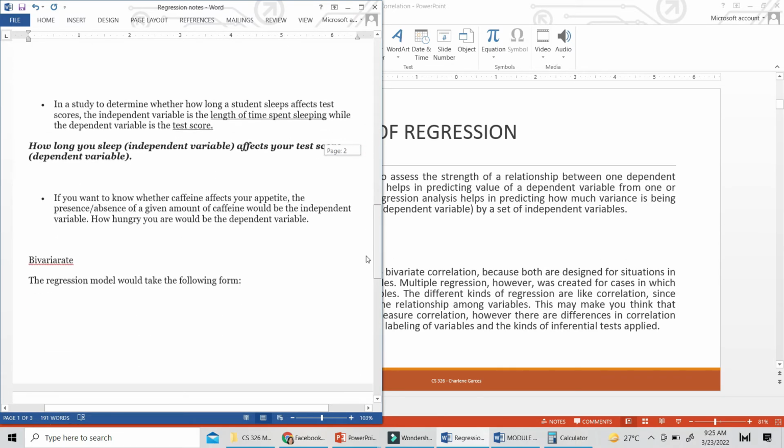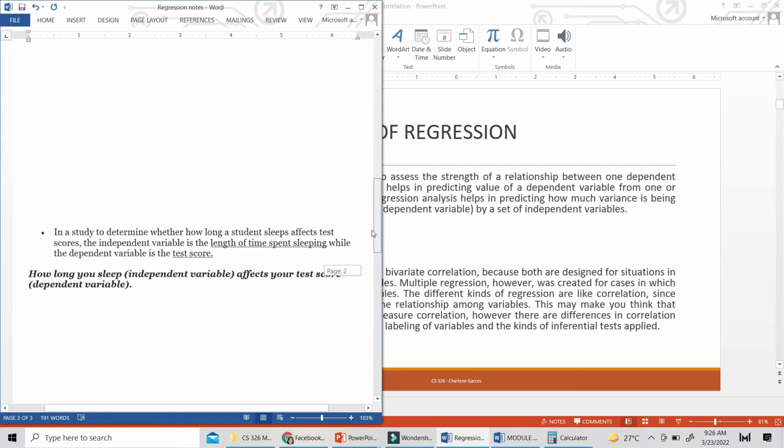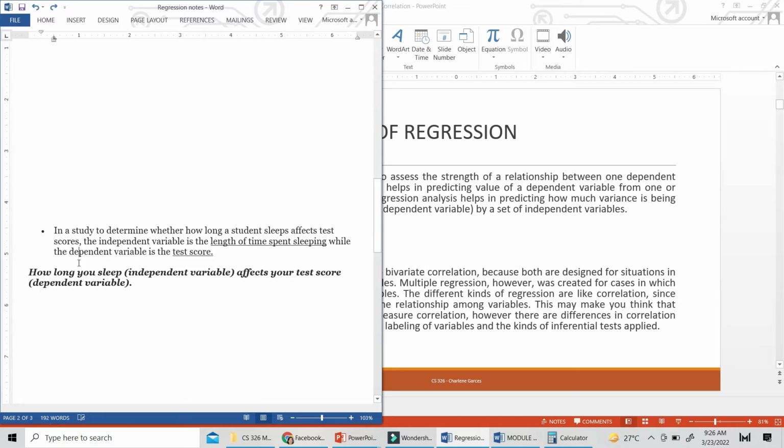Let's say for example here, in a study to determine whether how long a student sleeps affects test scores. So in a study daw, how long ang estudyante mo tulog, it will affect the scores of whatever exam he is taking. So the independent variable is the length of time spent sleeping, while the dependent variable is the test score.